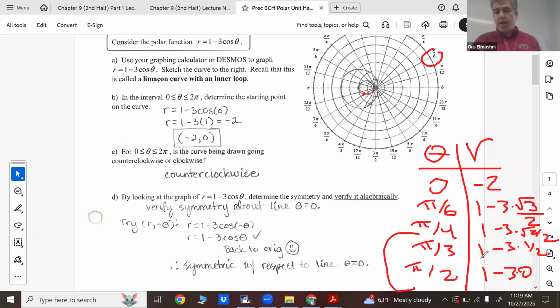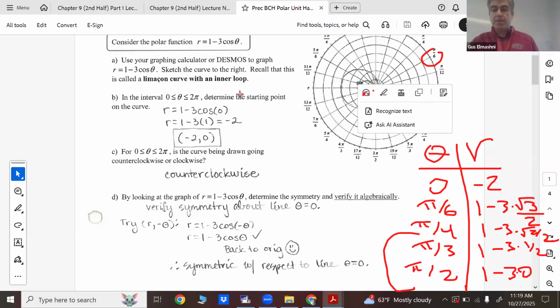But clearly, just based upon how the points are being generated, it's going like this. If I use a laser pointer, it's starting here. It's going counterclockwise until I hit the pole. And it keeps going counterclockwise when there's the outer loop, finishes off the outer loop, and then finishes off the inner loop. This is what we expect to happen, right?